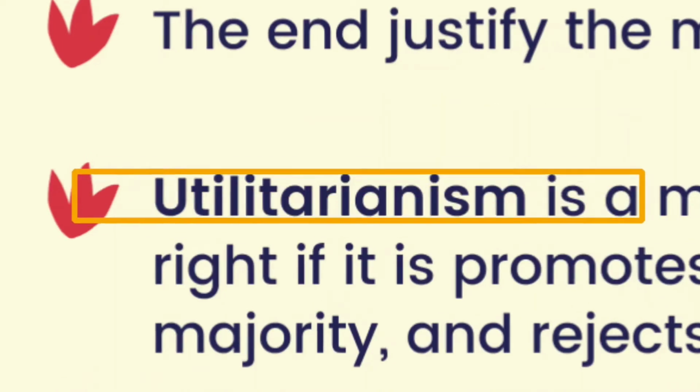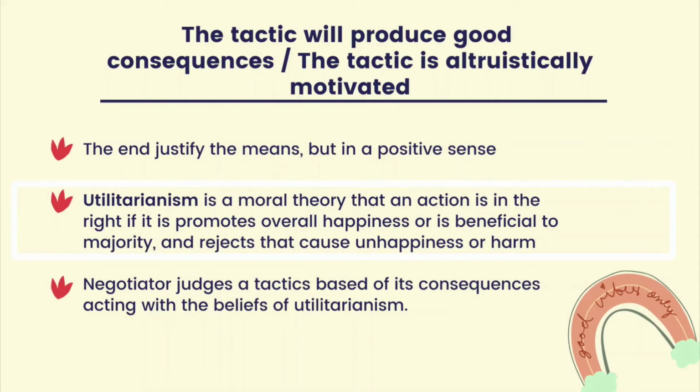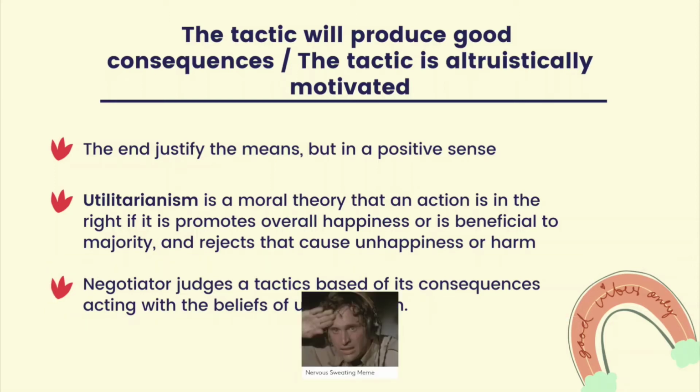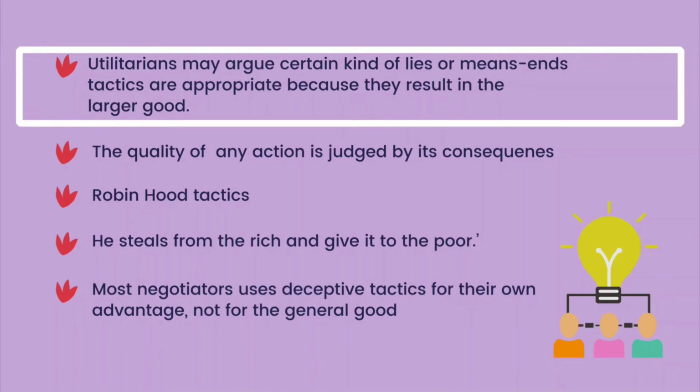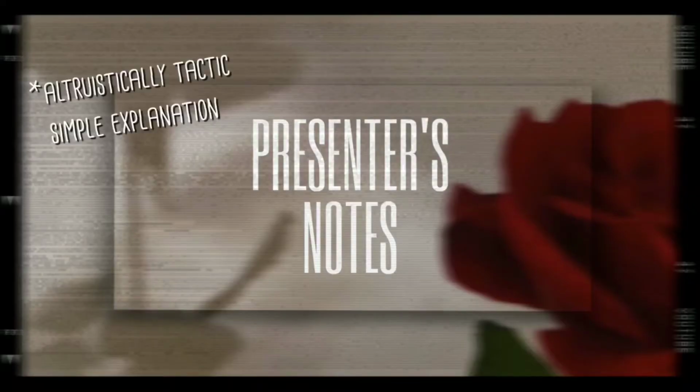Utilitarianism is a moral theory that an action is right if it promotes overall happiness or is beneficial to the majority, and it rejects actions that cause unhappiness or harm. A negotiator acting with the beliefs of utilitarianism judges a tactic based on its consequences. They may argue certain kinds of lies, means and tactics are appropriate because they result in a larger good. In simpler terms, the quality of any action is judged by its consequences. The greater the good, the more appropriate it may be.